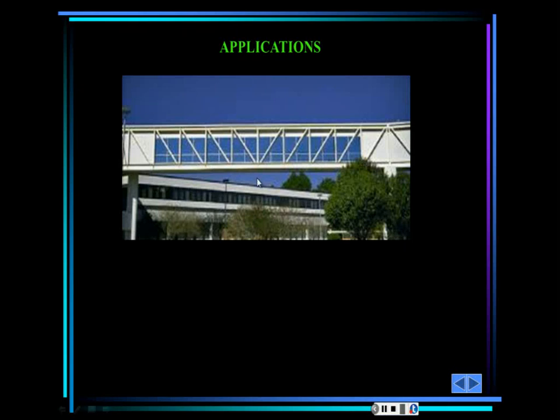Is there any other possibility of doing it in a faster and more rational way? Yes, there is. That's the method of the sections. That's what we're going to do.